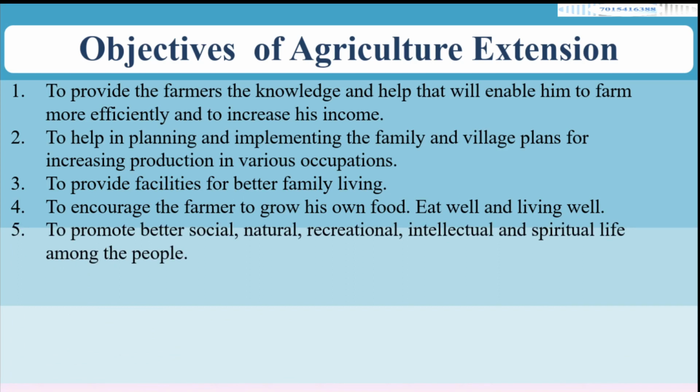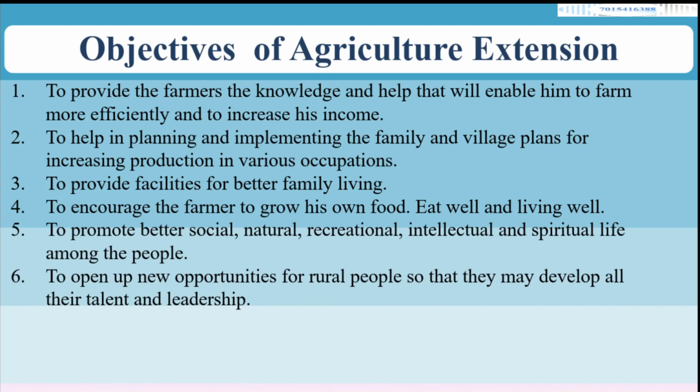Next is to promote better social, natural, recreational, intellectual, and spiritual life among the people. We have to make the people aware to do these things. Sixth is to open up new opportunities for rural people so that they may develop all their talent and leadership. We have to give them a better environment so that they can express their opportunities, their talent.